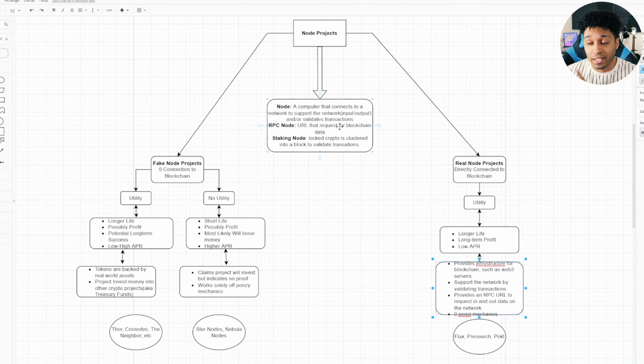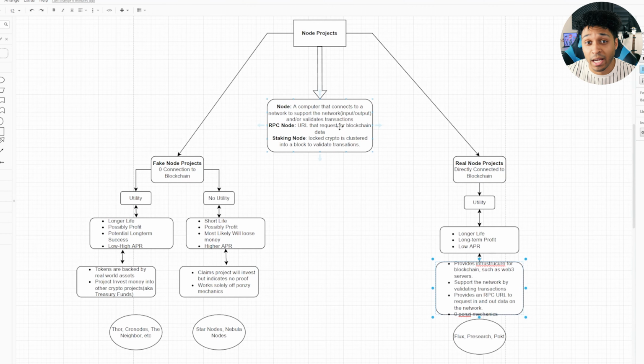Now, of course, that's a node in the specific case of blockchain and crypto. There's obviously other meanings for the word node, but in this specific instance, that's what it means. Now, there are several types of nodes, but there are really two main types. There's the RPC node, which is essentially a node that's connected to a URL to obtain blockchain data, data transfers in and out, input, output, which can be stuff like withdrawal requests, executing certain functions in projects, things of that nature.